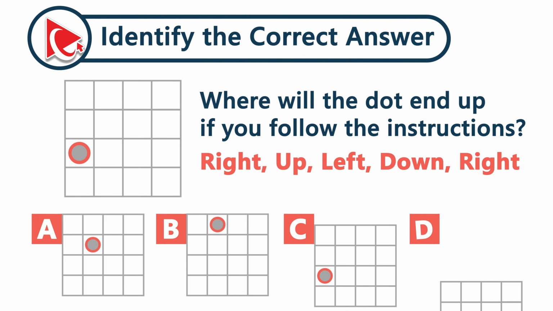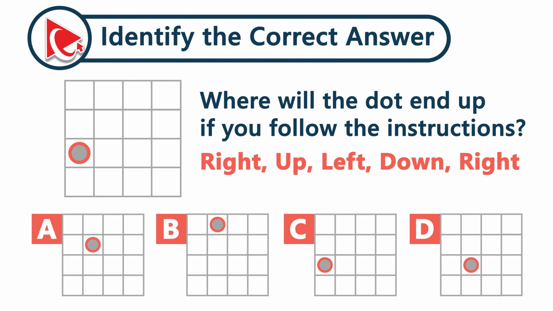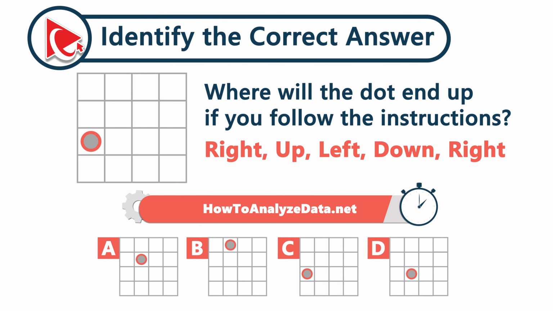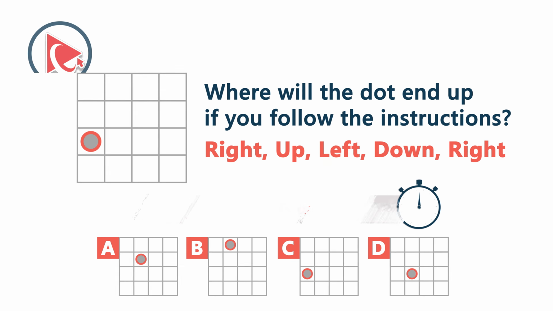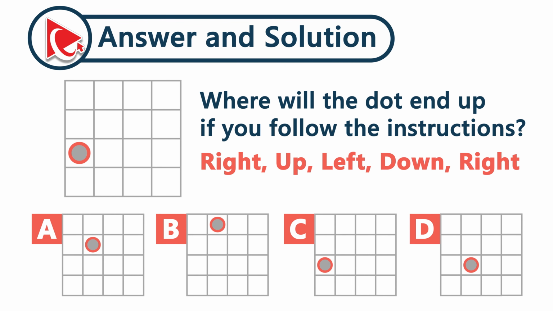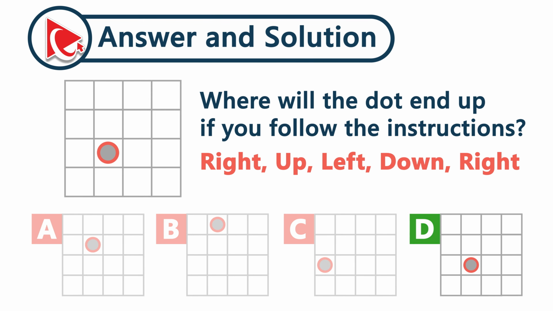Where will the dot end up if you follow the instructions? Right, up, left, down, and right. Let's trace the path together. Make sure to stay sharp. Each move changes the outcome. Right, up, left, down, and right again. Is that where you ended up too? The final answer is choice D.